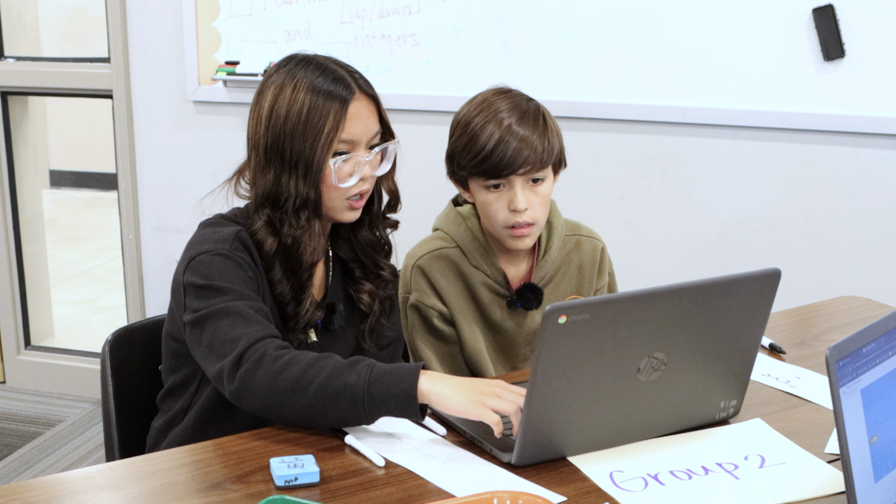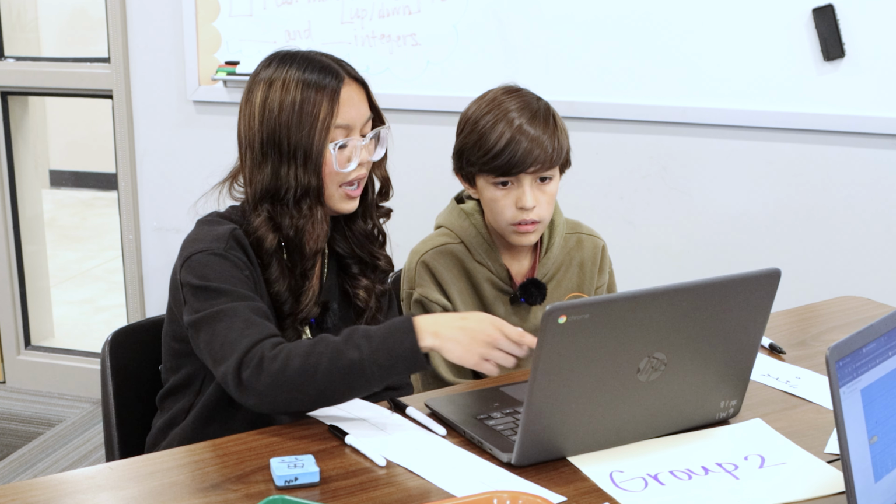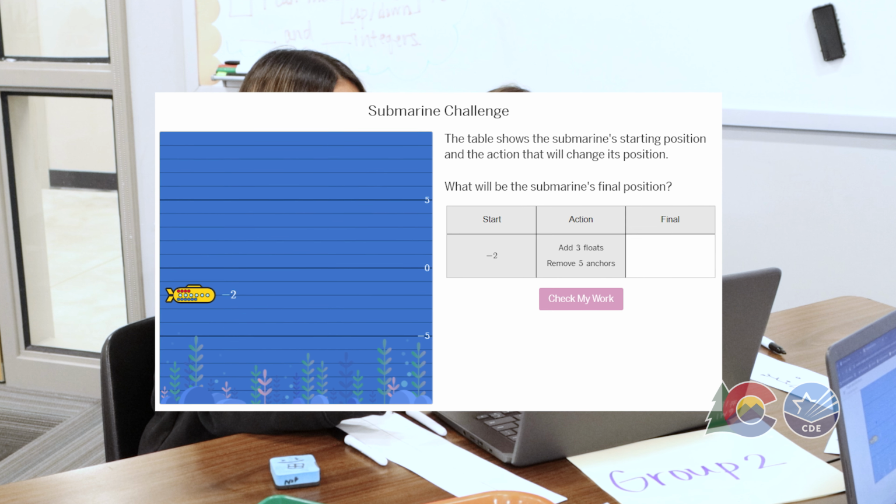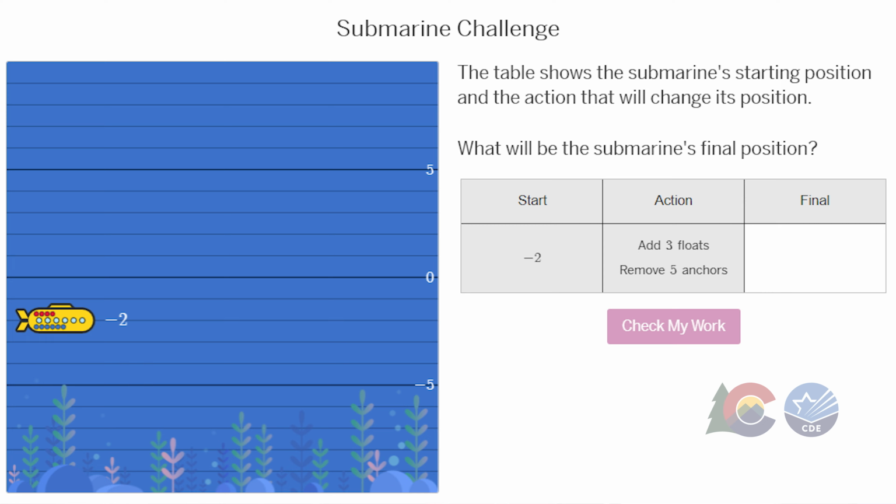For May's expression, it has parentheses, which shows that it's negative, so those would be the anchors. A screenshot of the problem slides into view. The problem shows a submarine inside a graph with a -2 sign in front of it. The problem also reads, "Submarine challenge." The table shows the submarine's starting position and the action that will change its position. What will be the submarine's final position? The problem has options for the students to input their answers and a button that reads "Check my work." The actions currently read "Add 3 floats, remove 5 anchors." The screenshot slides away.